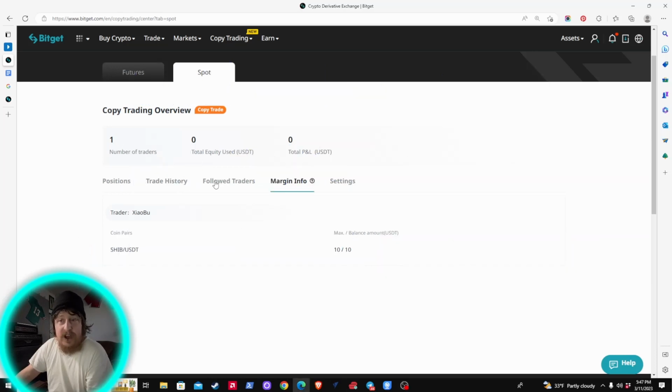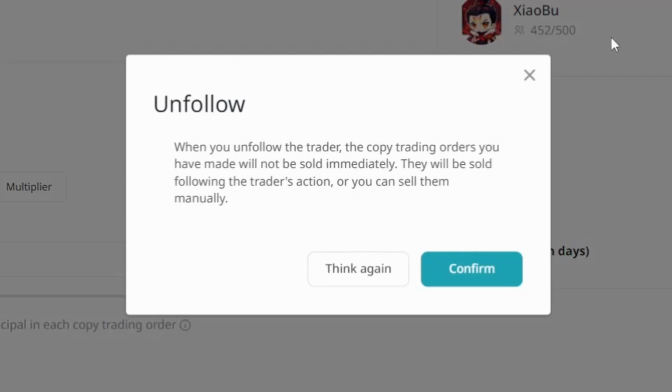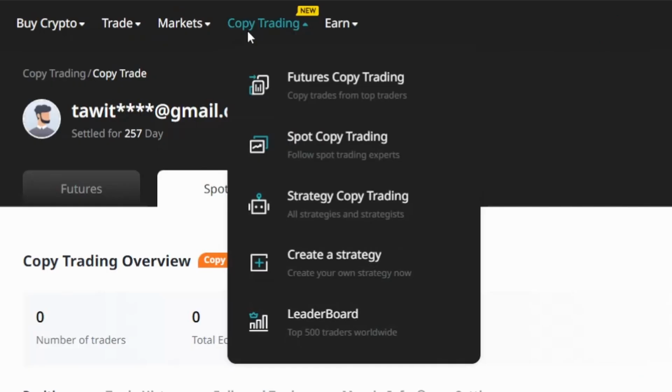That way, if you need to unfollow them but you can't find them on the main page, I can go over here to followed traders, for example, click edit next to his name, and I can just go up here and unfollow him. That's just as simple as that. If I click this, which I'll go ahead and do right now, now I'm unfollowing him. I get a little pop-up asking me if I want to think again or confirm. I'm going to go ahead and confirm. So now it wipes out that particular trader that I was following, and now you can see I'm not following any traders anymore.